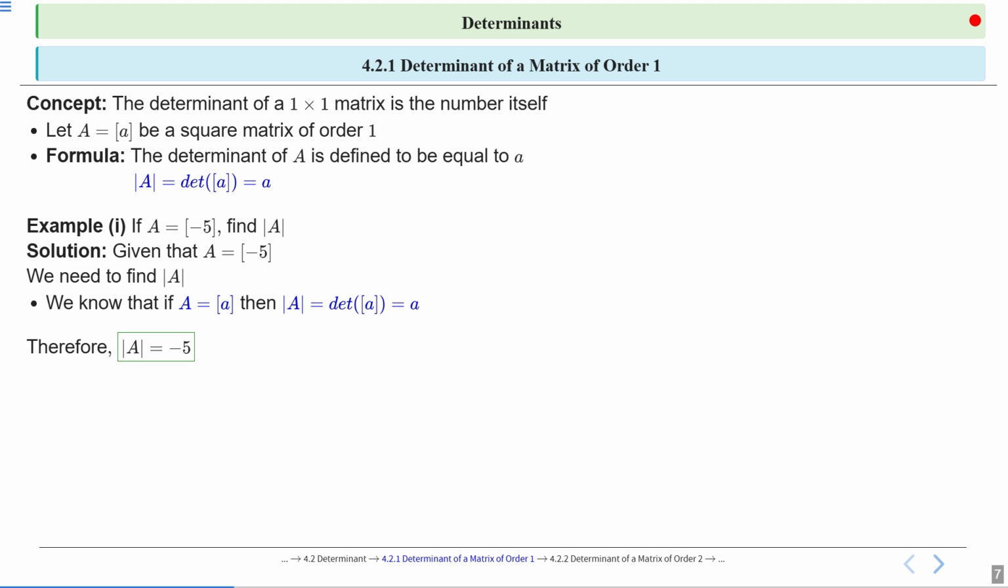From this example, we can relate to the definition of determinant as a function. We take a matrix of order 1 cross 1 from the set of all square matrices M, that is A, that is minus 5, and then we associate it with a unique number, that is minus 5, and minus 5 comes from the set K. So we define it as a function from the set of all matrices to a set of real numbers or complex numbers.